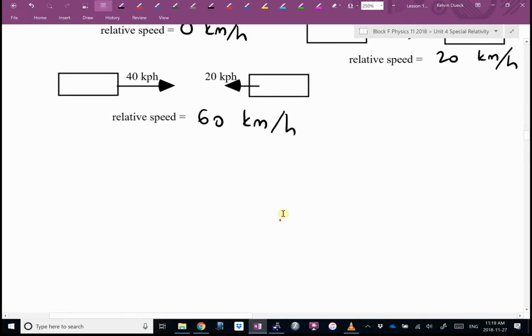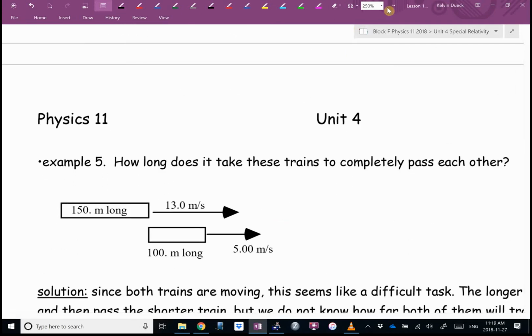Let me show you an example of what I mean. I like example 5. Example 5 is a nice question.